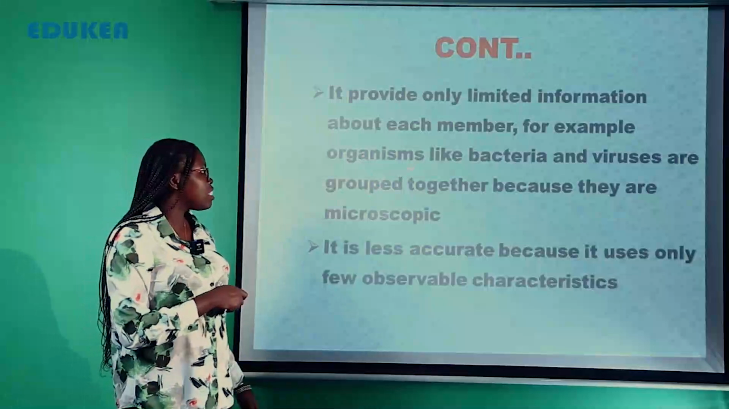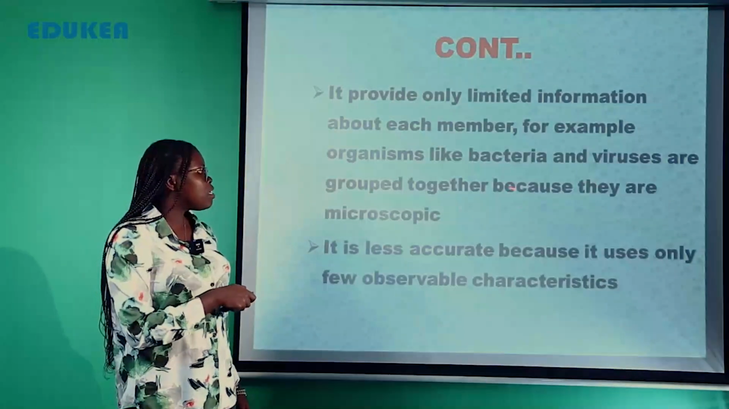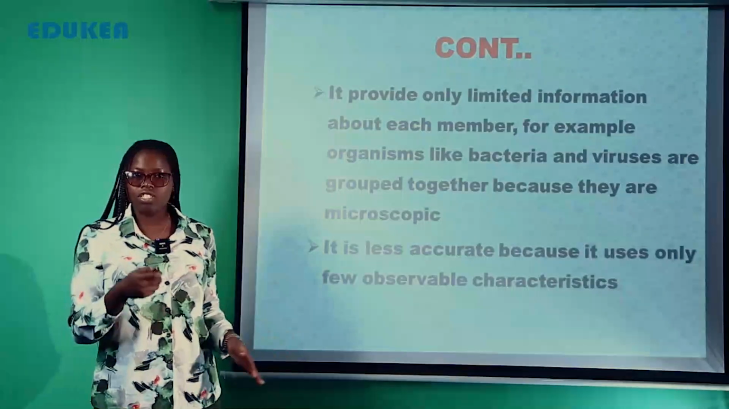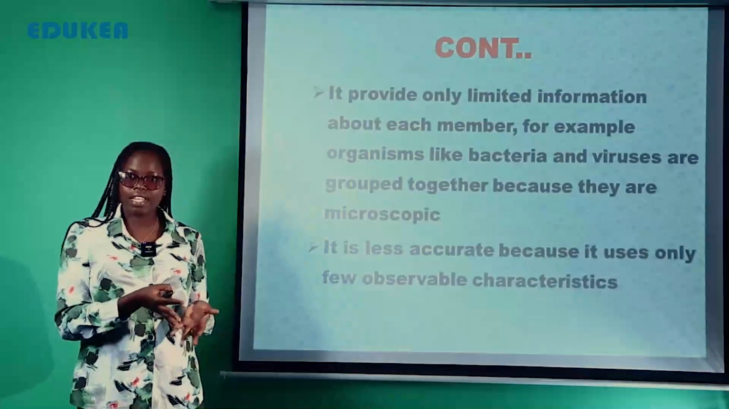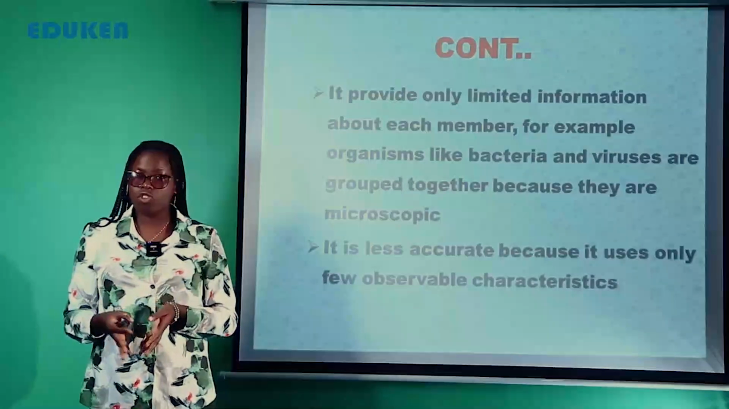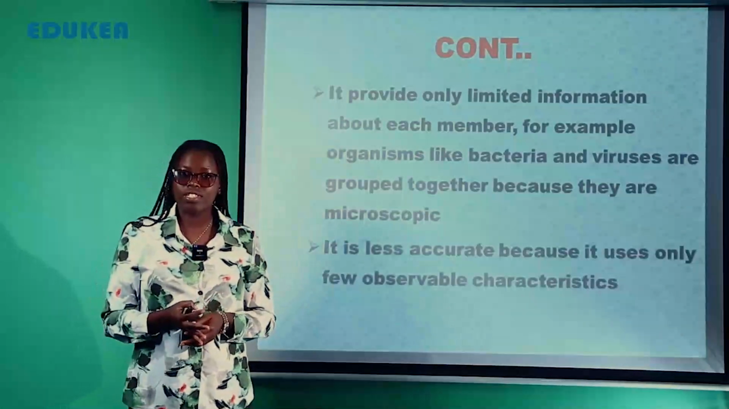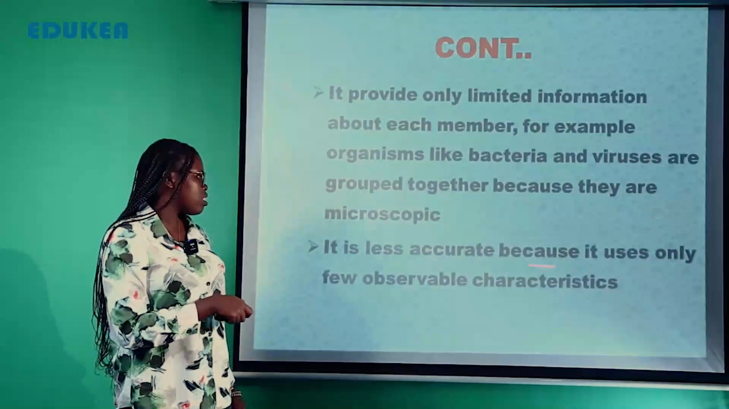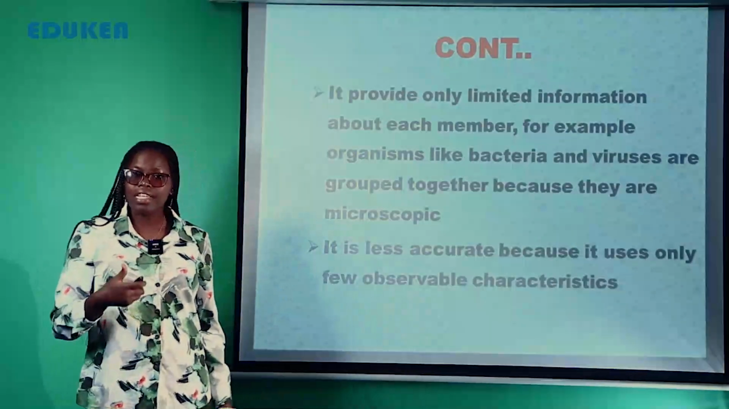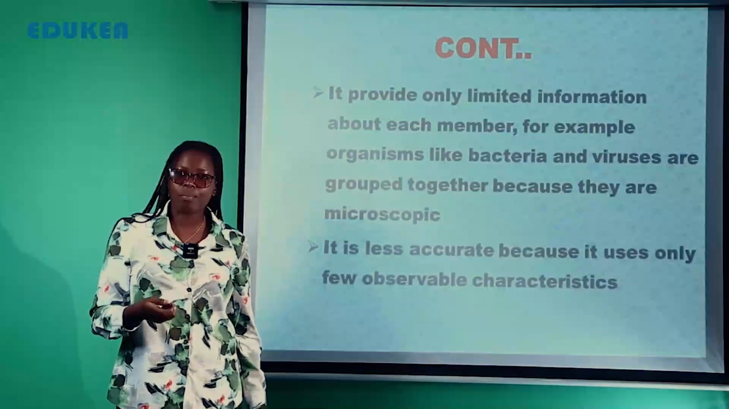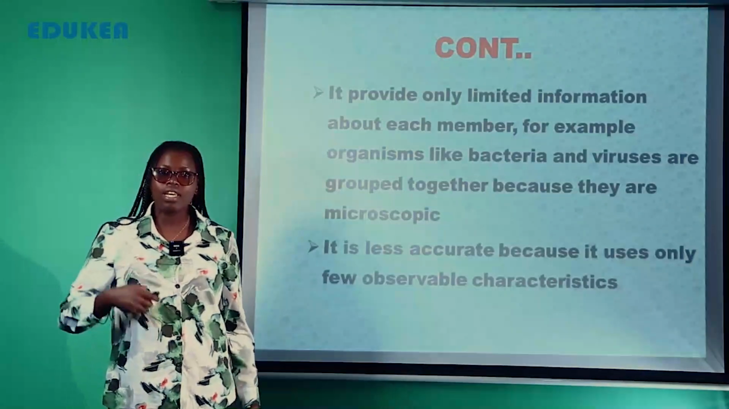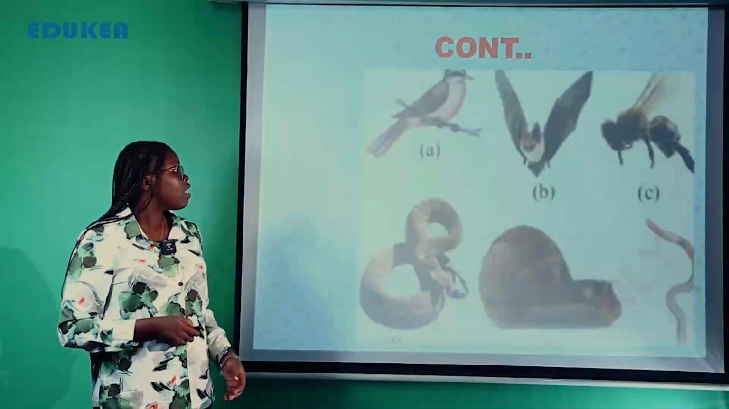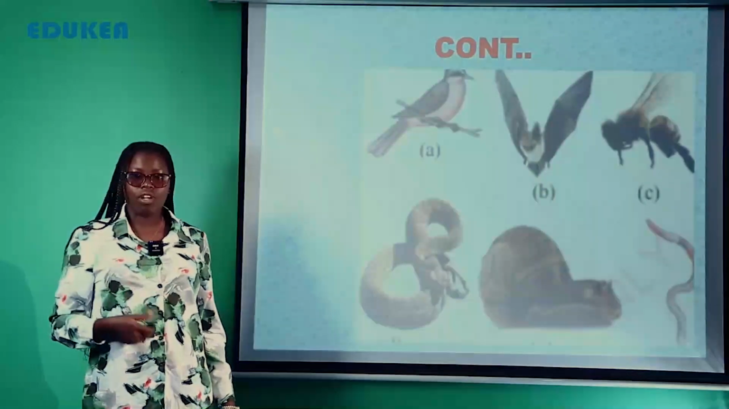For example, organisms like bacteria and viruses are grouped together because they are microscopic. So here the classification system was based on size. Bacteria and viruses are grouped together because both are microscopic, but in reality they are not of the same class. The other one, it is less accurate because it uses only a few observable characteristics. It cannot be subjected to scientific approval because it is based only on these few observable features.